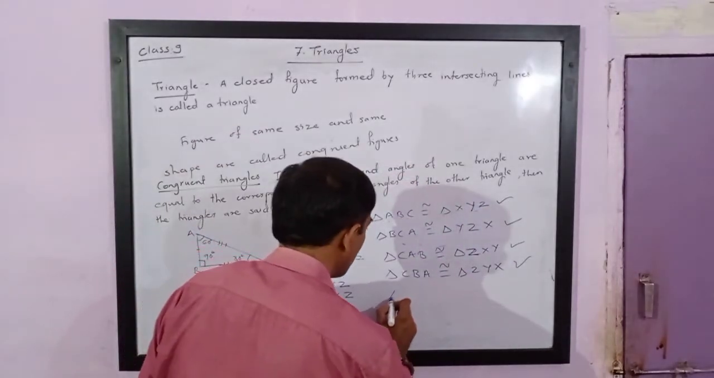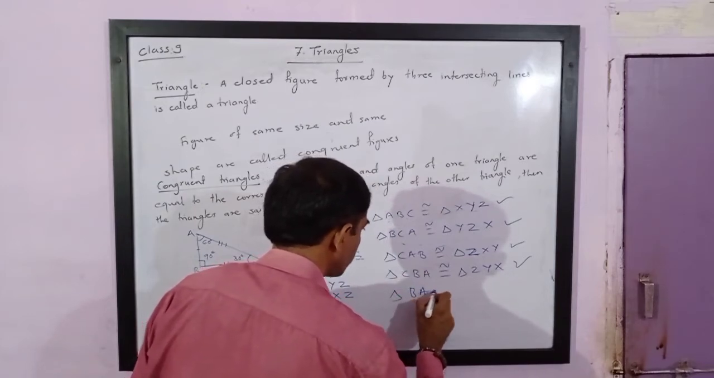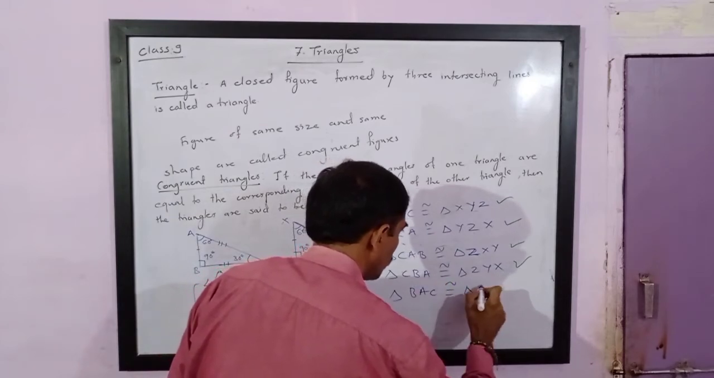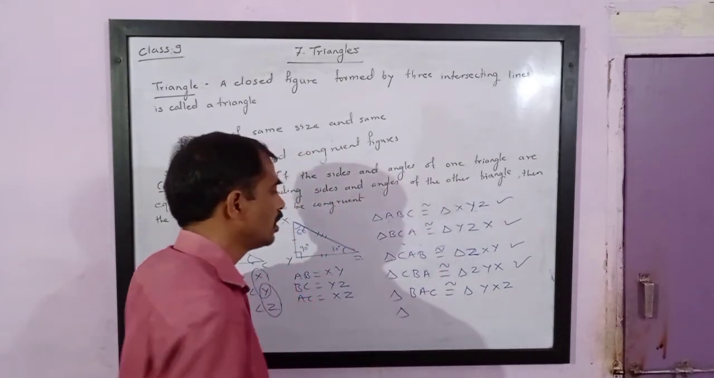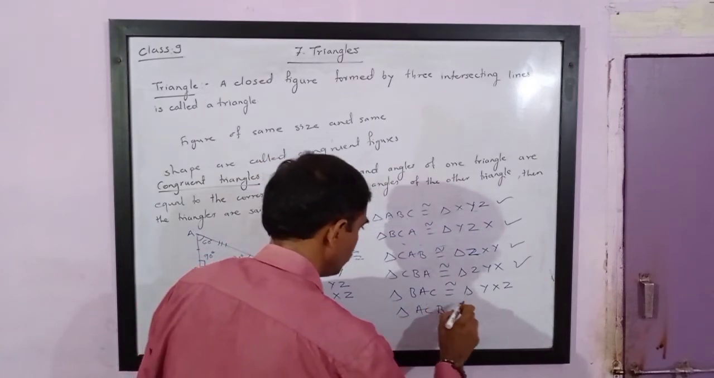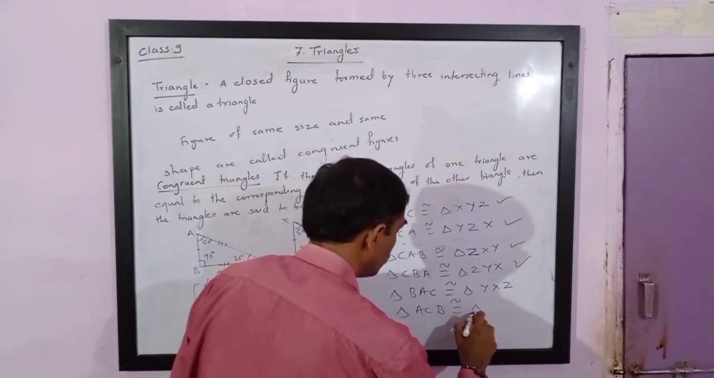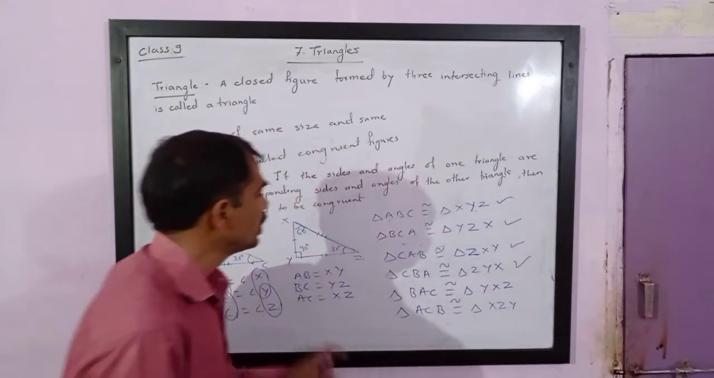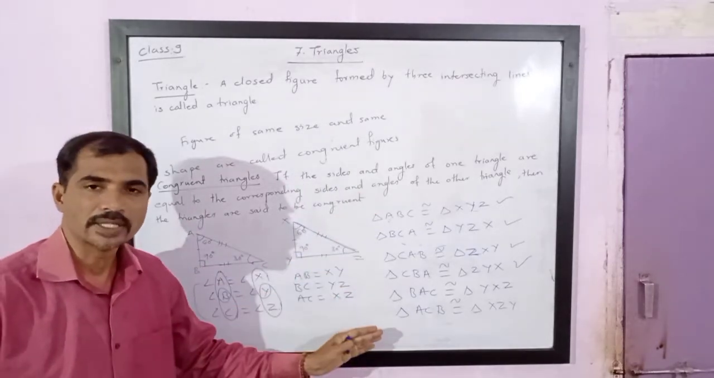So, next will be triangle BAC is congruent to triangle YXZ, and the third condition is triangle ACB is congruent to triangle XZY. So, please note, if 2 figures are congruent and you write any of these answers, all answers are correct.